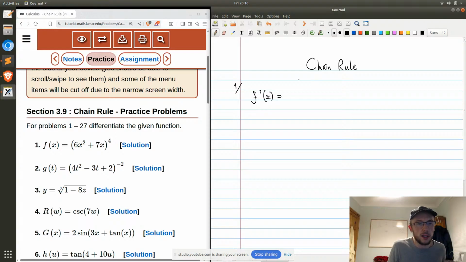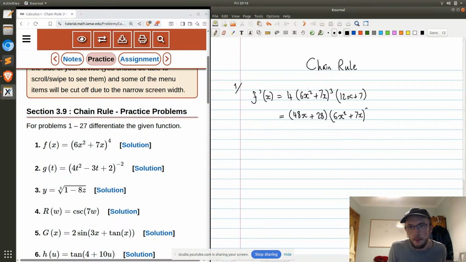Finding f prime of x, we differentiate the outside function, leaving the inside one alone. And then multiply that by the derivative of the inside function, which is 12x plus 7. And so if need be, I can multiply 4 by 12x plus 7, which is 48x plus 28. And if need be, those could be multiplied out.